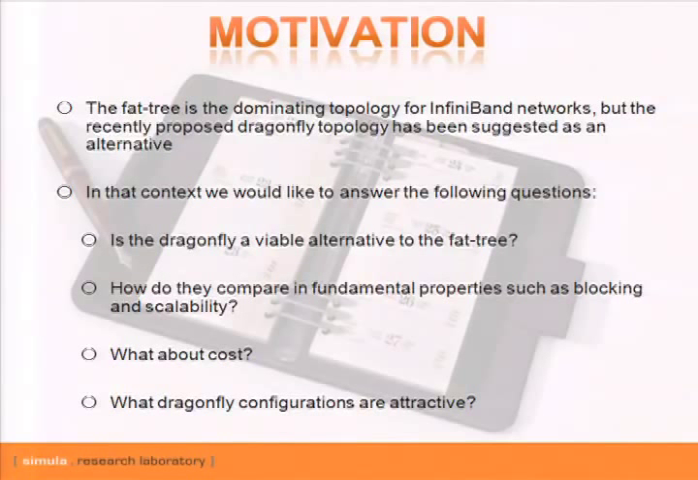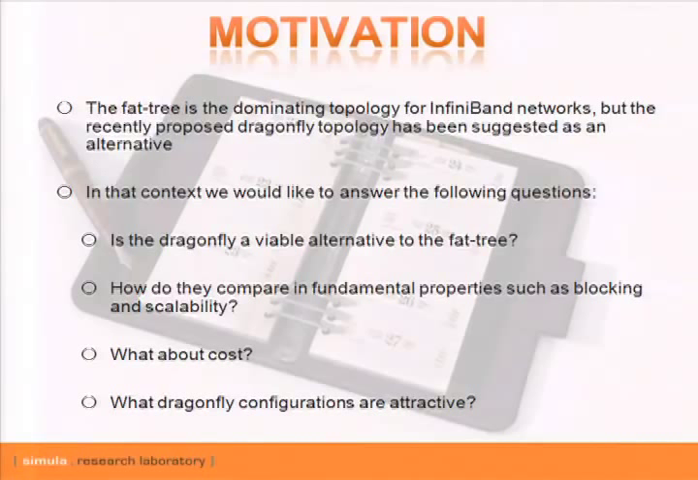It's a well-known fact that the fat tree is the most used topology for InfiniBand networks. I think it was in 2008, 2009, that the dragonfly was proposed as a very cost-efficient topology for large-scale networks. There are some papers published on the dragonfly, and several of them even compare it with the fat tree. But I would say this comparison is somehow limited and it's not fair in every respect.